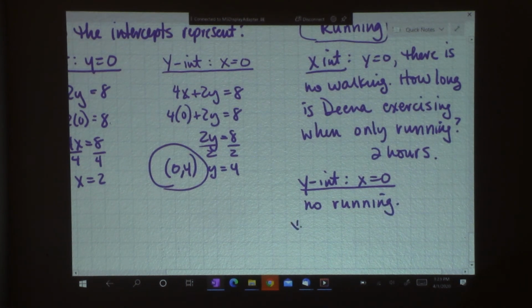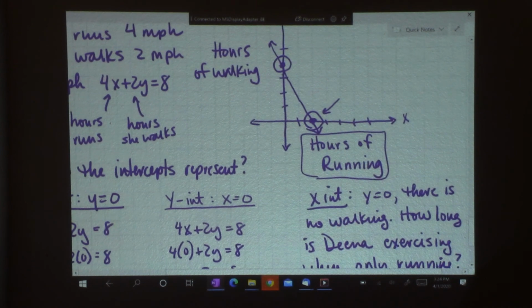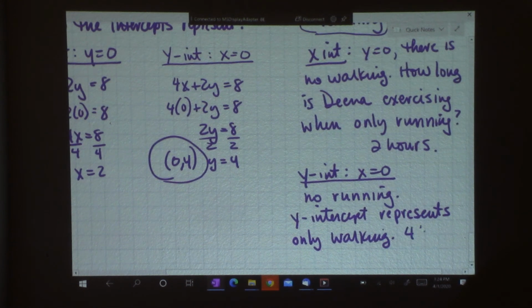So the y-intercept represents only walking, no running. So how long is she exercising when she's only walking? Well, the answer is 4 hours. So that would probably be the longest she would be exercising, which is 4 hours.